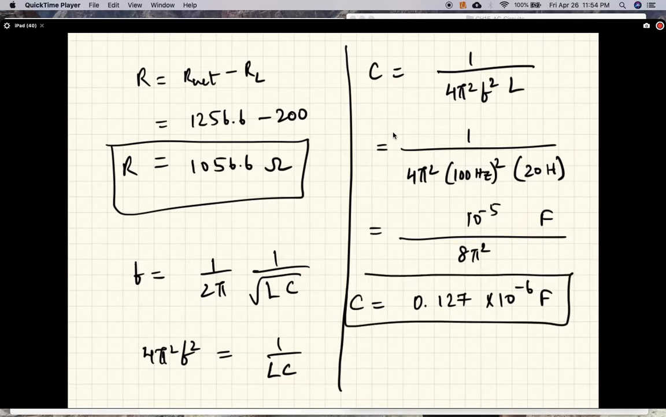So the capacitor we need to connect is 0.127 microfarads for the resonant frequency to be 100 hertz. Okay, that finishes this problem.